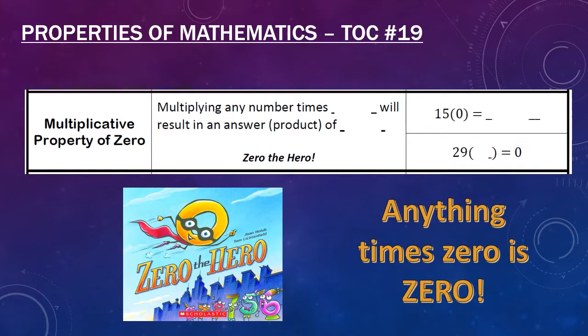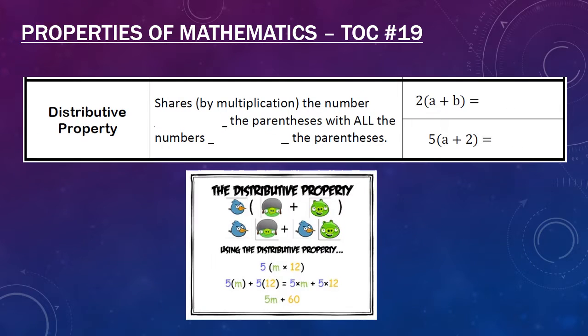All right, multiplicative property of 0. 0 is the hero. It says that multiplying any number times 0 will result in a product of 0. It just means that anytime you multiply by 0, you get 0. 15 times 0 is 0. 29 times 0 is 0. 1 billion times 0 is 0.